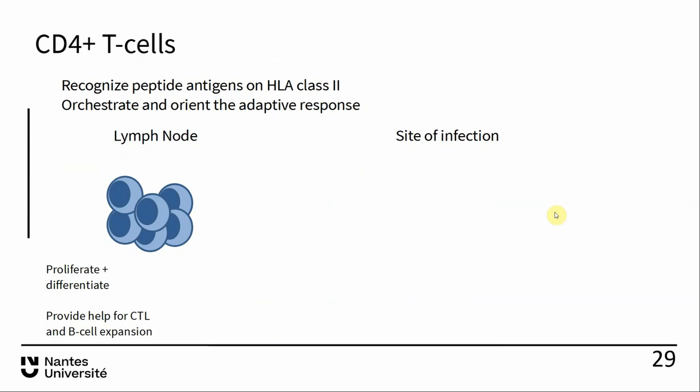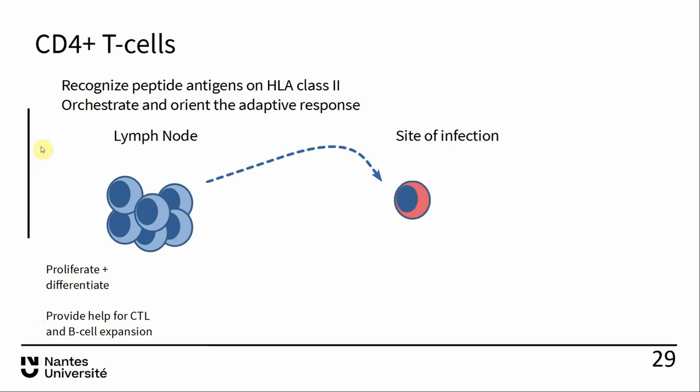Okay, so how about the effectors of the adaptive immune response? And now I'm just going to talk about three things: CD4 T cells, CD8 T cells, and antibodies. And the first of them are CD4 T cells. So of course, these are the cells which recognize peptide antigens presented in the context of HLA class 2. And their role is to orchestrate and orient the adaptive response. So in the lymph node, these CD4 T cells will proliferate and differentiate, and there they will provide help for CTL and B cell expansion.